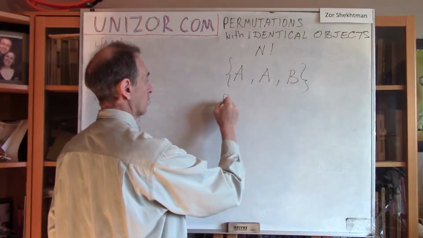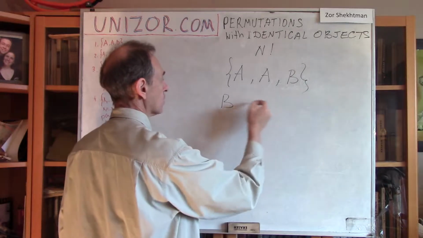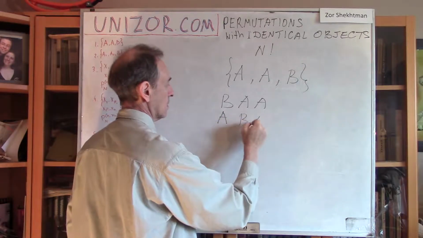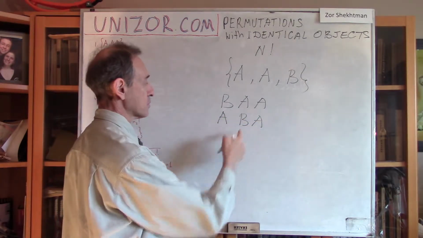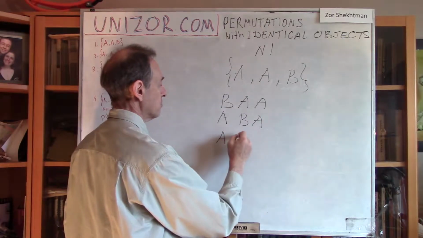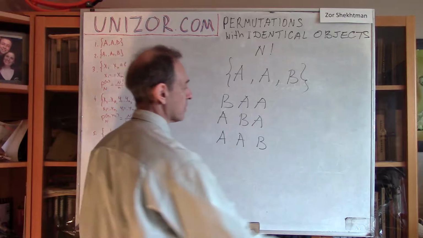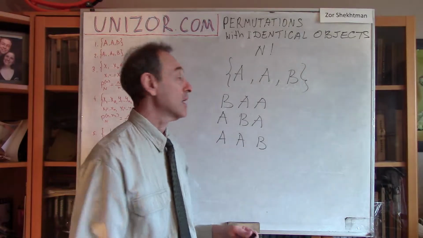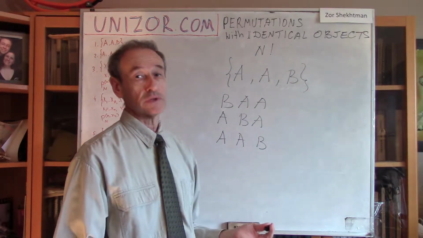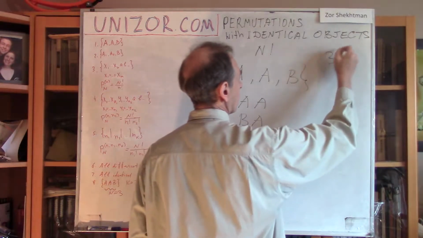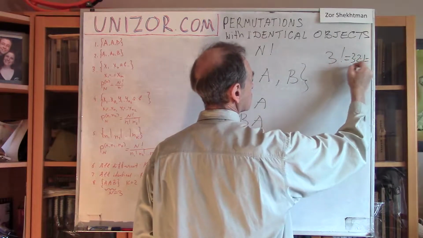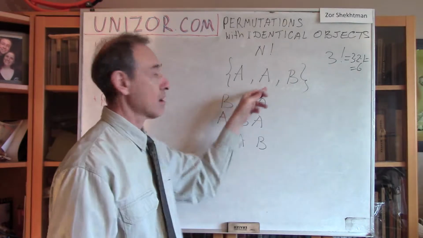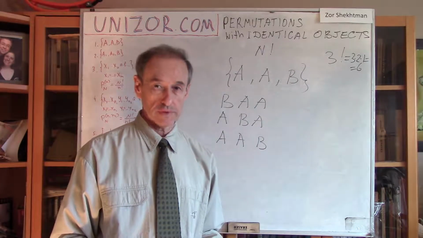Well, letter B can be on the first place, and then there is no other choice but putting A and A. Letter B can be on the second place, and this is the combination. There are no others with B in the second place. And finally, B can be on the third place as object number 3, and that would be combination number 3. There are no other combinations. Now, if our objects were 3 different objects, I would have 3 factorial, which is 3 times 2 times 1, which is 6 different orderings. But if some of the objects are the same, I have a significantly smaller number of different combinations.